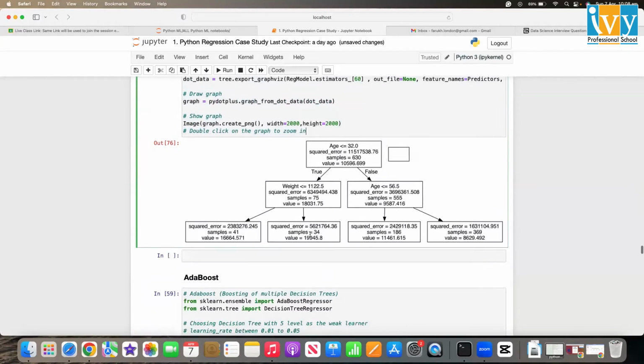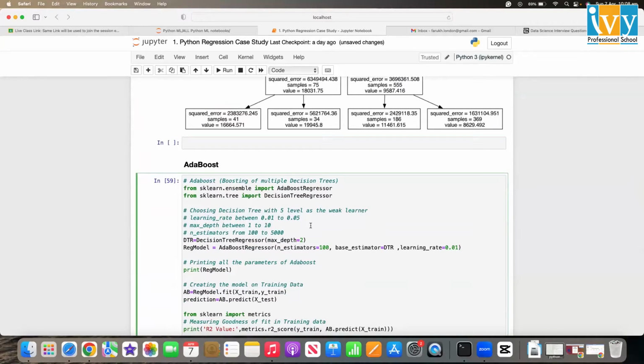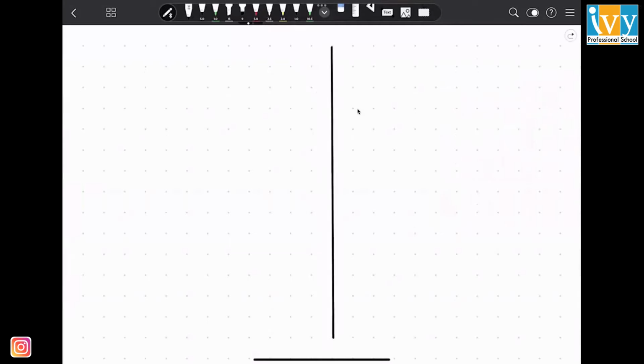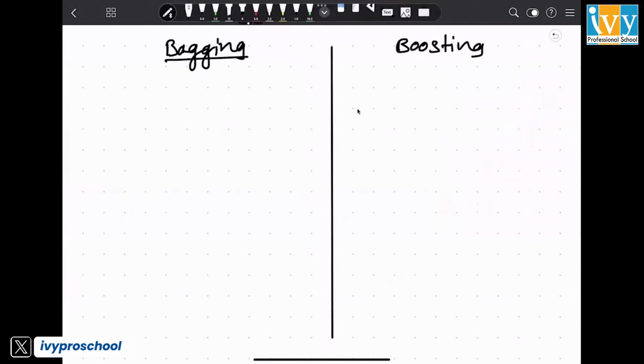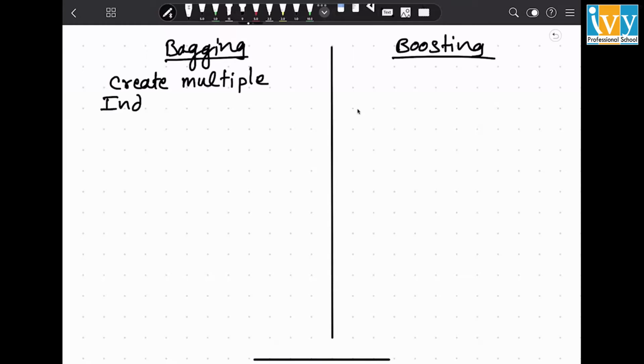Another algorithm that's really popular is AdaBoost. Now, there are two sections of algorithms. One is known as the bagging algorithm, and another one is known as the boosting algorithm. Let us try to understand the difference between them first. So bagging algorithm essentially creates independent trees. And boosting algorithms typically create dependent trees.